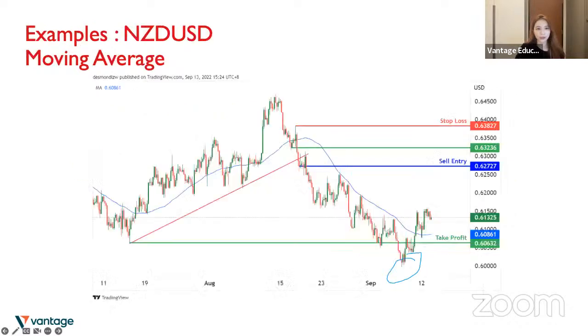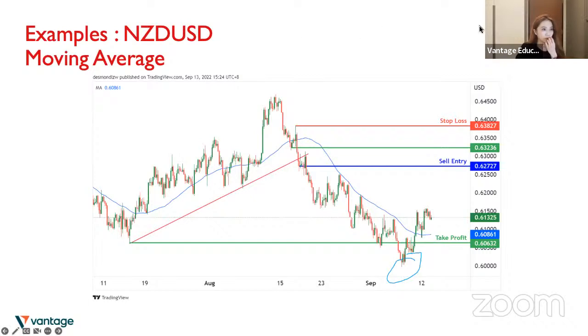Moving on. We have a graphical example for your Kiwi dollar. This is a moving average one. We can see that we have decided on a sale entry over here, and our take profit is over here, connecting to the previous low. We can see that price has been going under the moving average for the entire time.